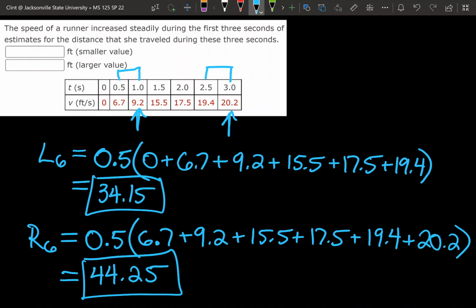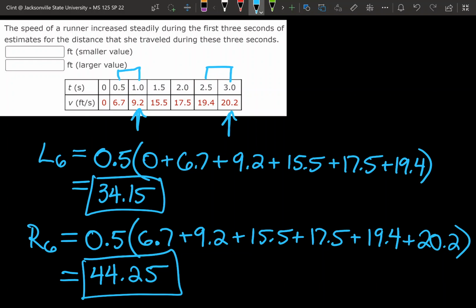Okay. On this one, we can even figure out which one's over and which one's under. You can't always say for sure. But on this one, we've got a pattern. Every next velocity is bigger than the one that came before it, so our velocity is consistently increasing. That means using the left endpoints will give us an underestimate, and using the right endpoints will give us an overestimate. So the actual distance traveled on this one has to be between 34.15 and 44.25 feet.